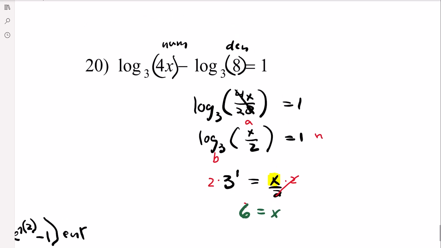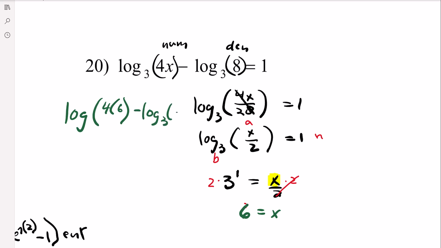And then you just have to check to see. So log of 4 times 6, minus log 8. Well, look what that's going to be. 4 times 6 is 24. 24 divided by 8 is 3. The base is 3. When the base and the argument are the same, it's equal to 1. All right, that's it.